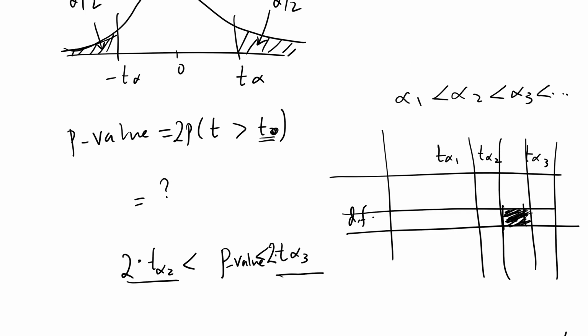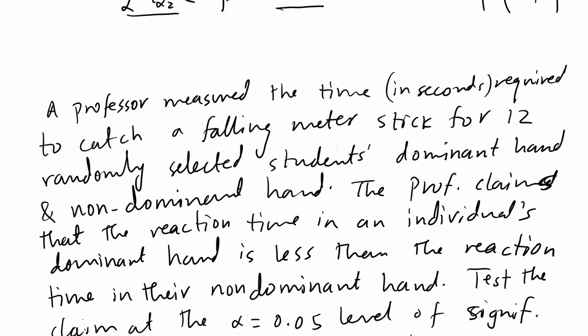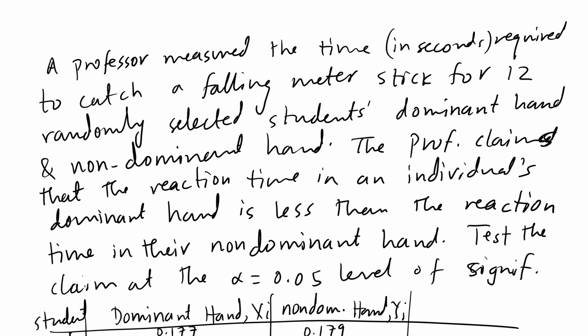Let's look at an example now. We have a professor who measured the time in seconds required to catch a falling meter stick for 12 randomly selected students. That's the sample size, with the dominant hand and non-dominant hand. The professor claims that the reaction time in an individual's dominant hand is less than the reaction time in their non-dominant hand. That's the claim, at the level of significance alpha equals 0.05.